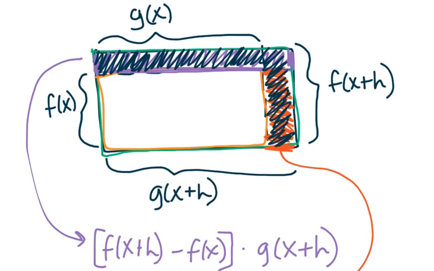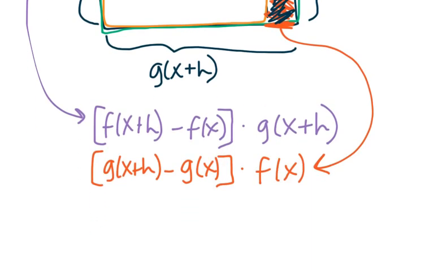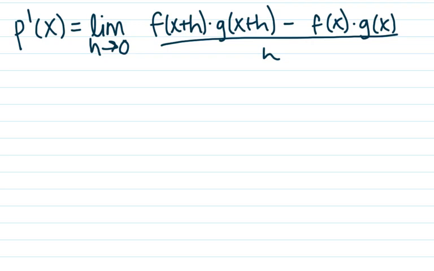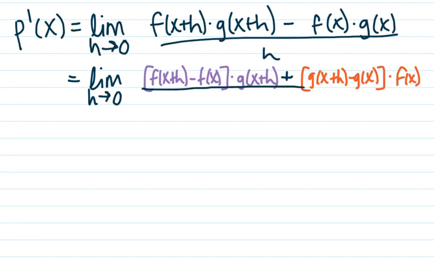It's represented by this entire area here, which we have now written as this in combination with this. So, okay, let's go back here and make this happen. So now our entire numerator will turn into f of x plus h minus f of x, all multiplied by g of x plus h, plus g of x plus h minus g of x, all times f of x. And then this, of course, is still all over h.